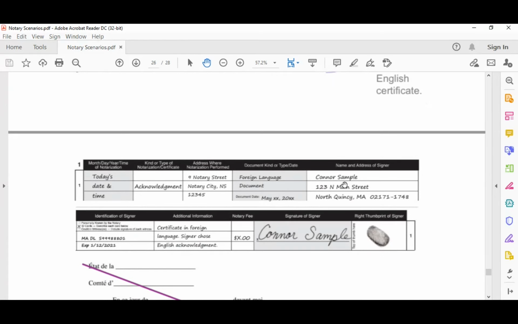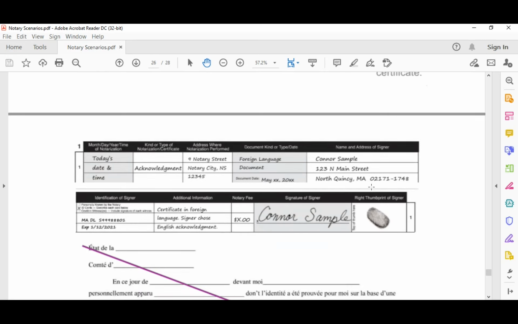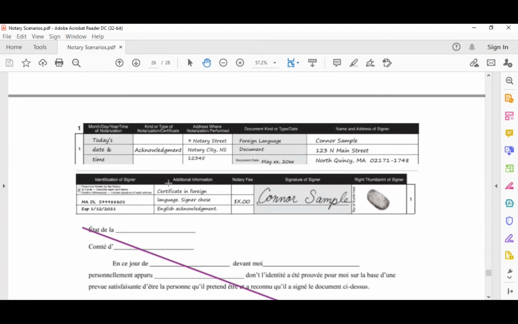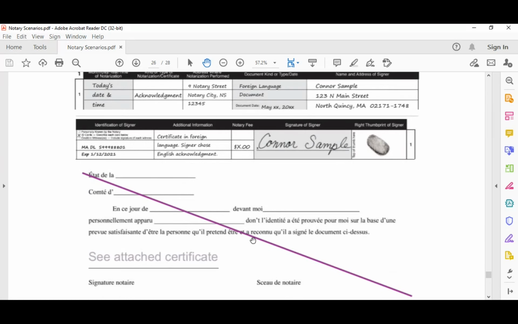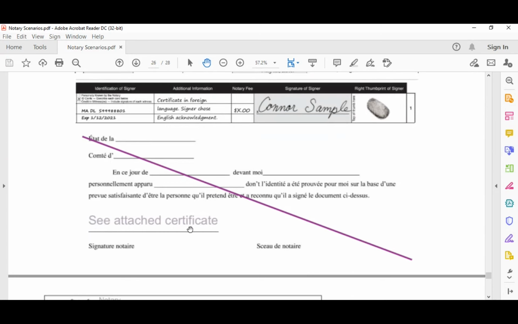You're going to do the journal entry here. Okay, the date of the document, not the date of signing. If it's a different date, then you put the date of the document. Connor's address was correct. He chose that he wanted to do an acknowledgement. Okay, you're going to put in your notes here that the certificate and everything was in a foreign language and that he chose to do an English acknowledgement. Fill out his information, your notary fee, collect his signature, and a thumbprint. You're going to strike a line through the certificate that you cannot use, and you're going to put "see attached certificate."